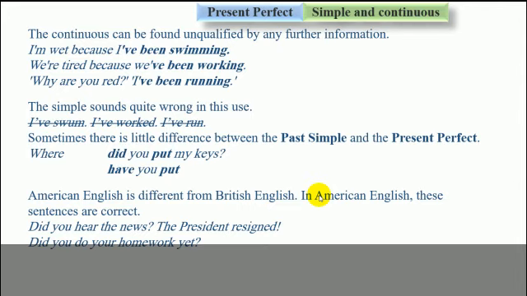Did you do your homework yet? Your father just called me. I had breakfast already. Well, for example, in the British form, for the last sentence, it's better to say, I have had my breakfast already.